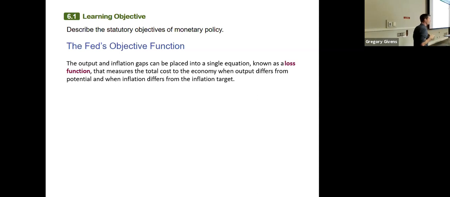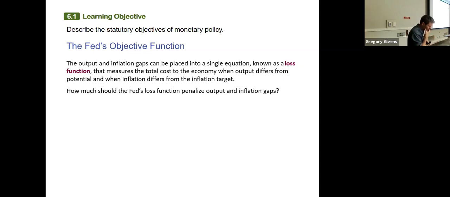Okay? So what we have here is a situation where the Federal Reserve or a central bank would like to select a monetary policy that in some way minimizes the amount of loss that society experiences from these output gaps and inflation gaps. Okay, now, that raises a question.